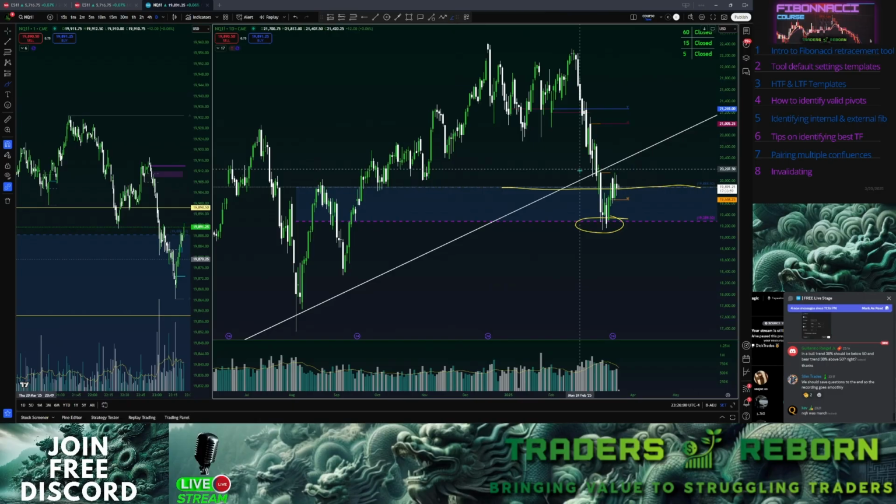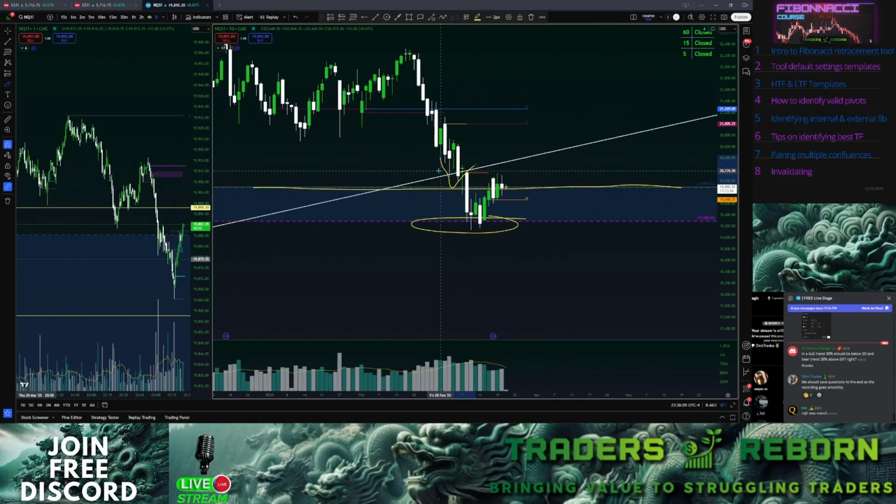Usually at 50%, you do get a little reaction, which is what you see here. You see this green candle? That's what that is. It hit it, 50% bounce. But what did it do after that? It hit that 38%.